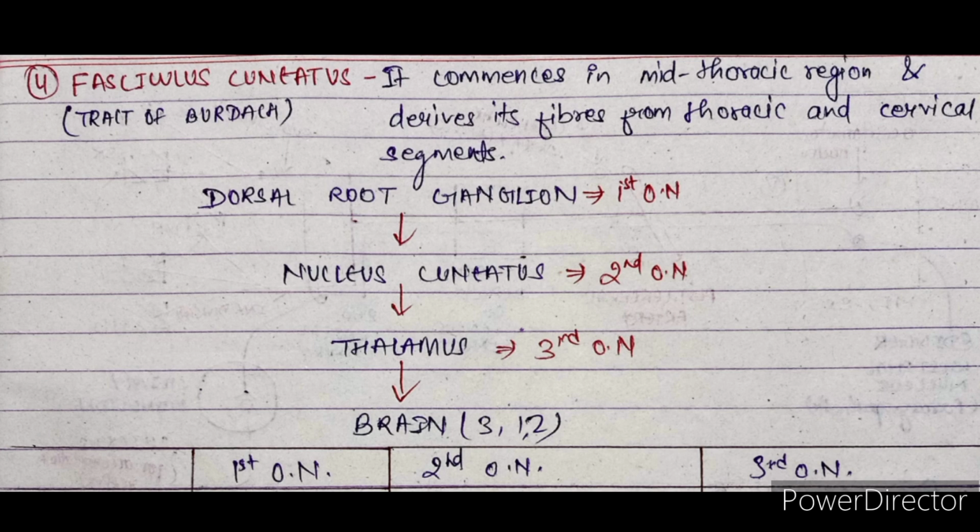The fourth ascending tract is known as fasciculus cuneatus. It is also known as tract of Burdach. It commences in the mid-thoracic region and derives its fibers from thoracic and cervical segments. Dorsal root ganglion is the first order neuron. Nucleus cuneatus is the second order neuron, and thalamus is the third order neuron, and finally it reaches the area 3, 1, 2 of the brain. So in this part we will stop here.